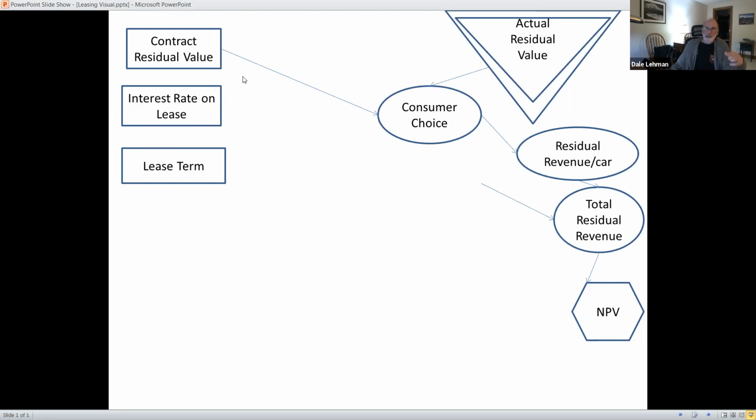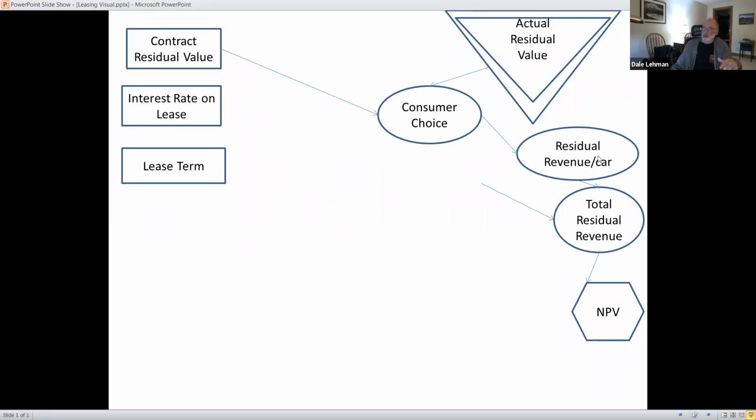Do I get cash for the contract residual value, or do I get back a car of some value? And to get the total residual value, I need to know what is the residual value for each car, and then how many cars are there. We'll get to the how many cars in a minute.